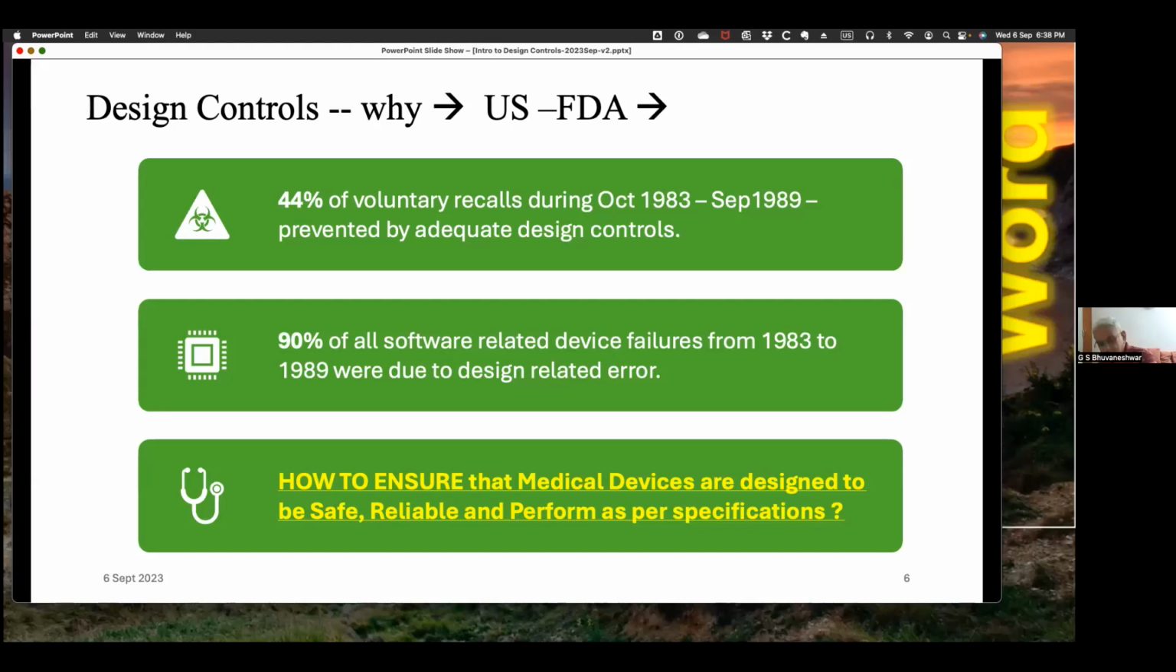So the main question which they were concerned with is how to ensure that medical devices are designed to be safe, reliable, and perform as per specifications, or as per what the manufacturer claims them to do. So this is the basic requirement. How do you ensure that when you are designing a product, you design a safe product which will perform as you require it to? This is the big question. And this is where design controls come into the picture.